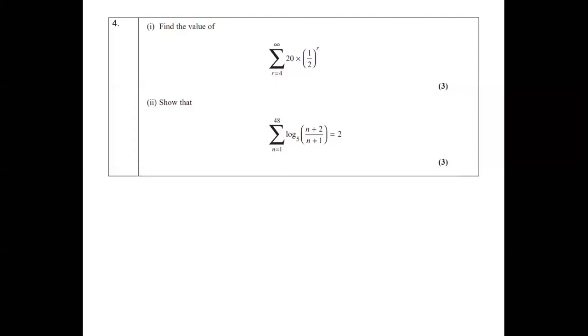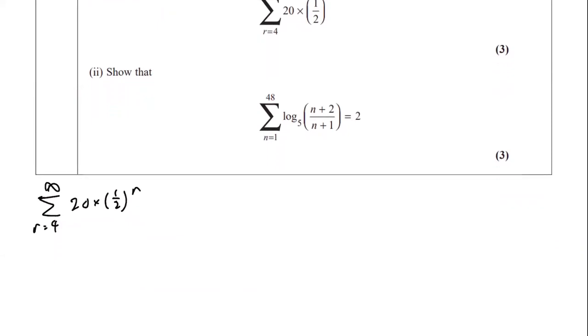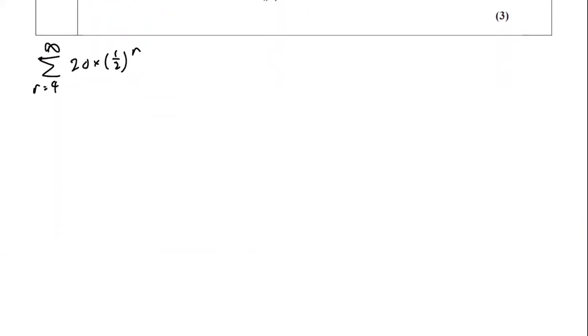Okay, now let's take a look at question 4. For part 1, we want to find the sum to infinity of 20 times half power R. So let's just copy that down first: 20 times half power R. And also take note that R goes from 4 to infinity. So the first term is not as simple as substituting the R with a 1. Okay, so let's figure out what this really means.